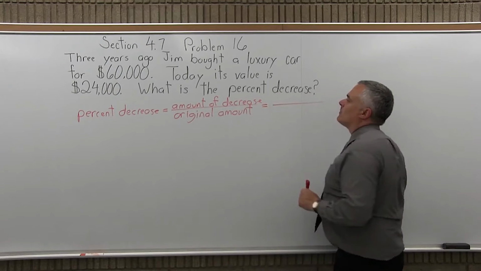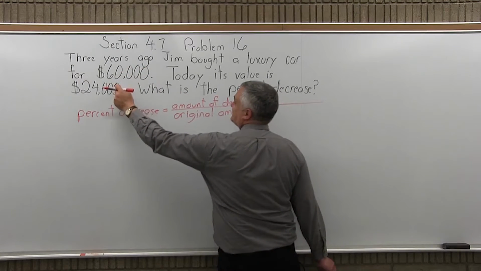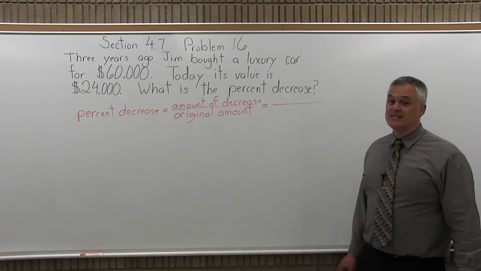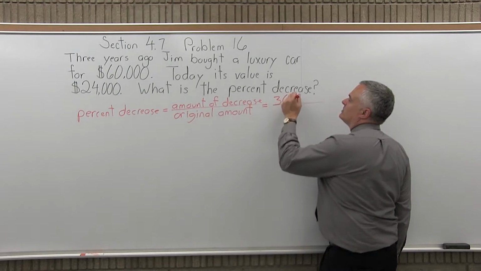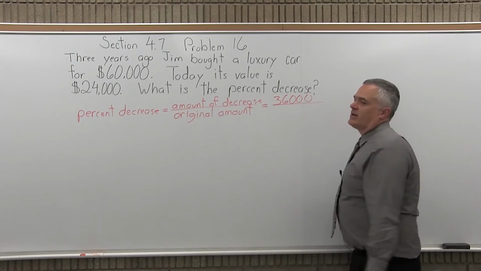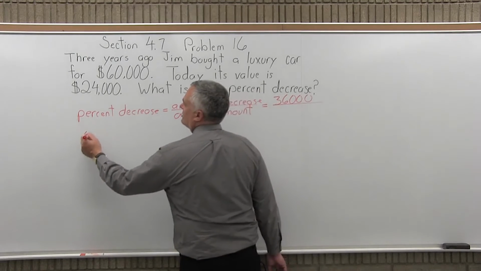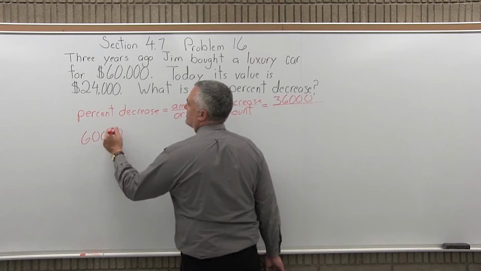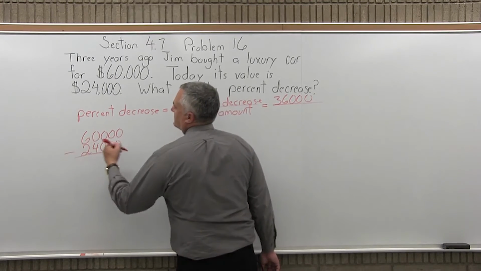So, the amount of the decrease, the value of the car went from $60,000 down to $24,000. That's a decrease of $36,000. Now, if those were just numbers, I would probably have to write it out. But because it's money, for some reason I can see it right away. If you don't and you need to do the subtraction, you can either run it through a calculator if you have one that you can use, or you can just go off to the side and subtract it this way.